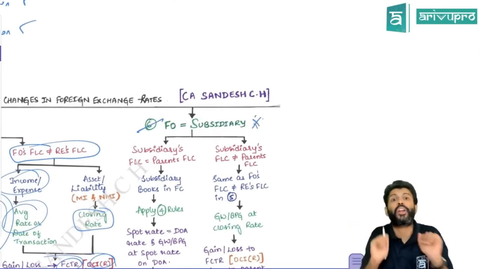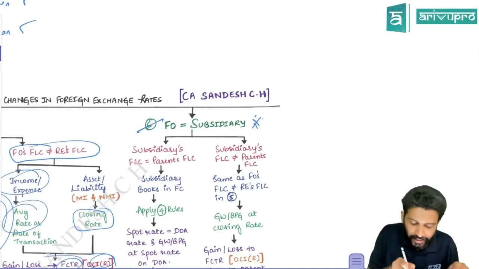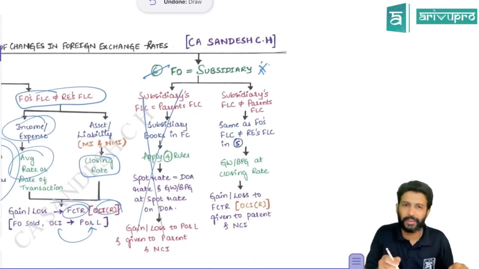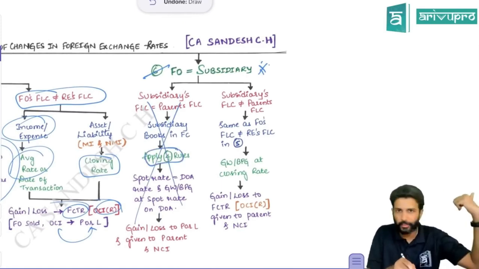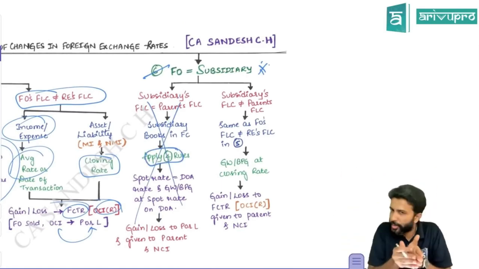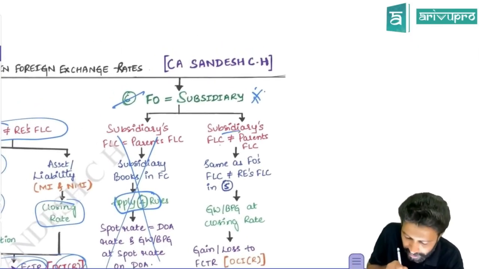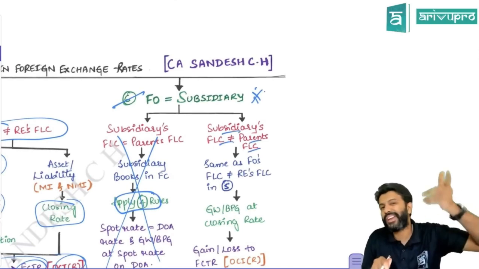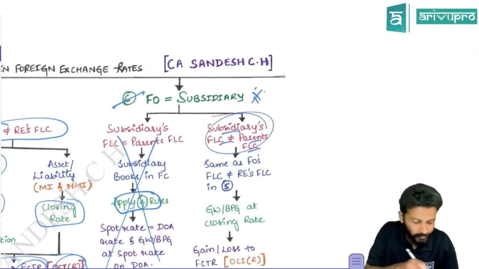What if the foreign operation is a subsidiary and the subsidiary's functional currency is the same as the parent's functional currency? This is not so popular. If it is the same, apply Ind AS 21's rules, which we have already seen. This most probably will not come in examination, so I'll not dive much into that. This is more important. We have some questions on this. I'll take you through it: what if the subsidiary's functional currency and the parent's functional currency are not the same?